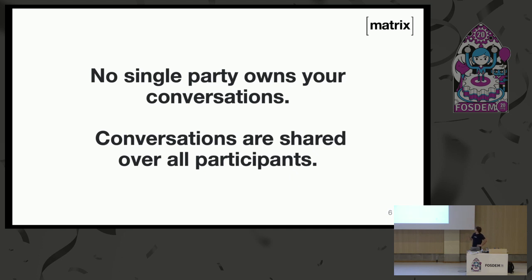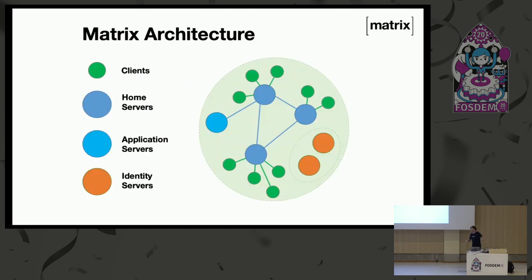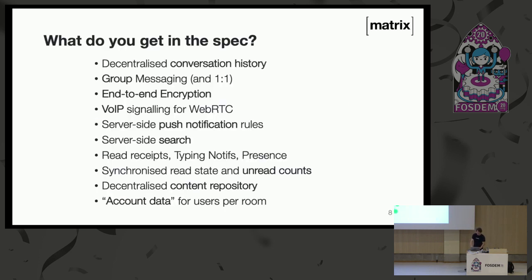The unique thing is that no single person owns your conversations. The conversations are shared over everybody. So if I am on my Matrix server and I want to talk to somebody on another server, the very act of talking to them has almost subversively decentralized the conversation between us, so their copy is just as valid as my copy. It's just like Git. Anybody who's ever pushed or pulled to a Git repository, or cloned one for that matter, should understand what's going on. Architecturally, clients, servers, application servers, identity servers suck, we want to kill them off, hopefully we will.